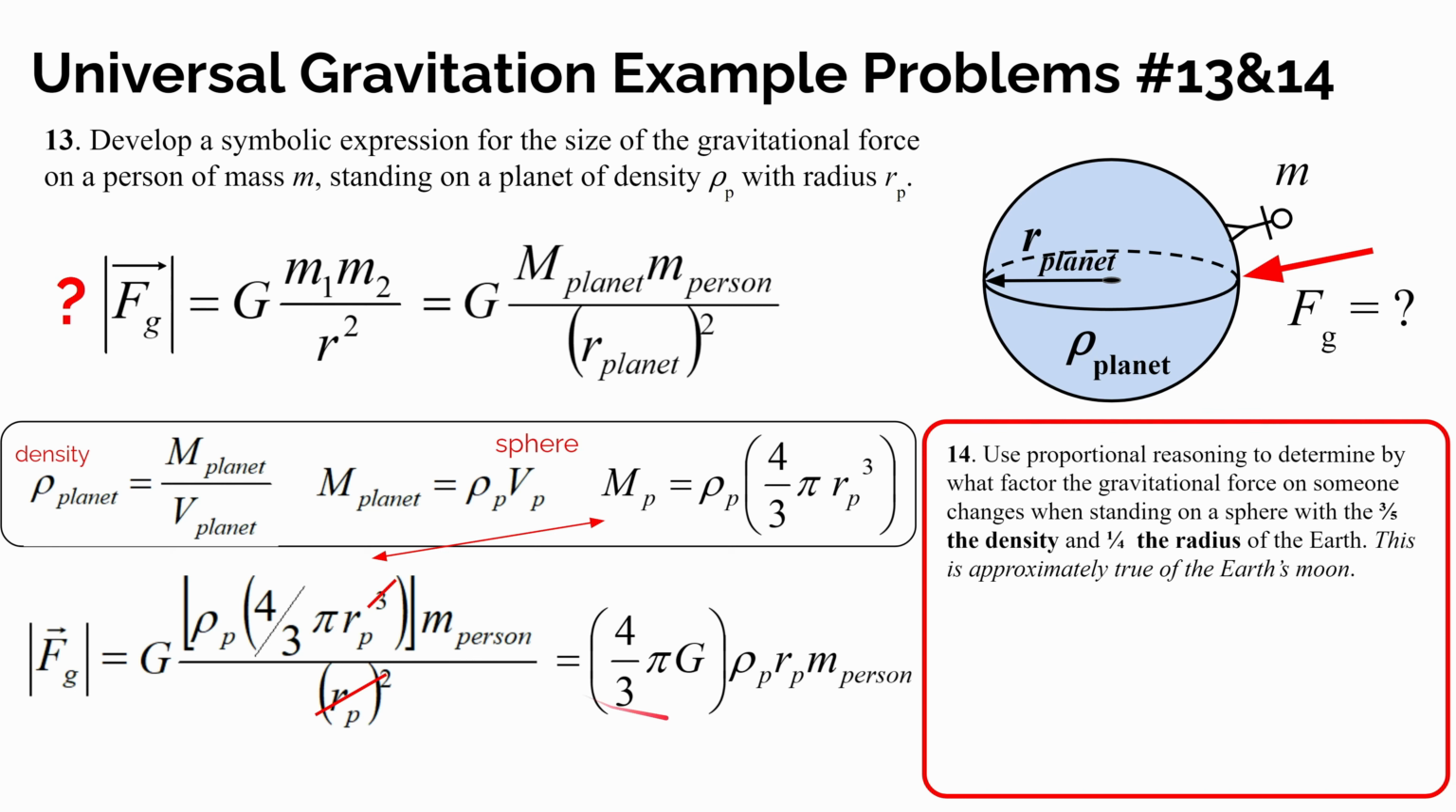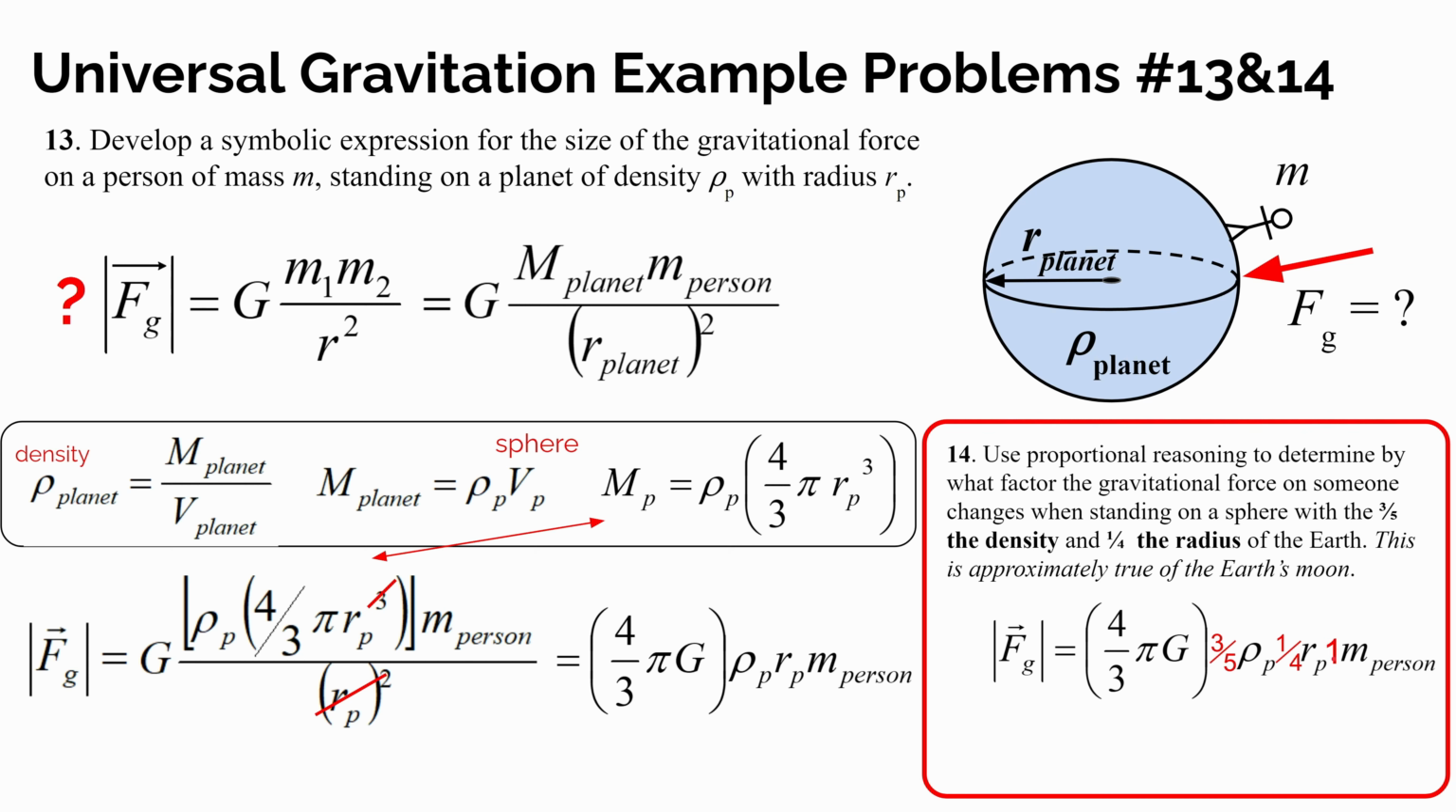So let's just use what we came up with and do a simple proportional reasoning question. So the size of the gravitational attraction is equal to just some constants all multiplied together times the density times the radius of the planet times the mass of the person. And what's changing when a person goes to the moon? Well, their mass isn't changing, but they're going to something with 3/5 the density. So we put the coefficient in front of our density symbol. And the radius of the planet is 1/4 the size. And the person's mass doesn't change, so that's just a coefficient of 1.